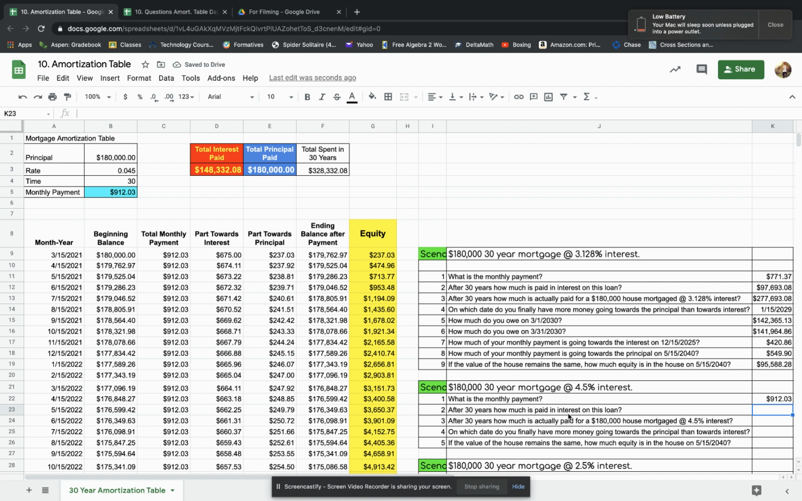After 30 years, how much is paid in interest on this loan? The amount paid in interest is $148,332.08. You could buy another house for that amount of money. You could purchase a home. After 30 years, how much is actually paid for $180,000? Sorry, I said the word equity. That's what threw me. What you actually paid for it is this number right here. So you're going to put in the 328,332.08.